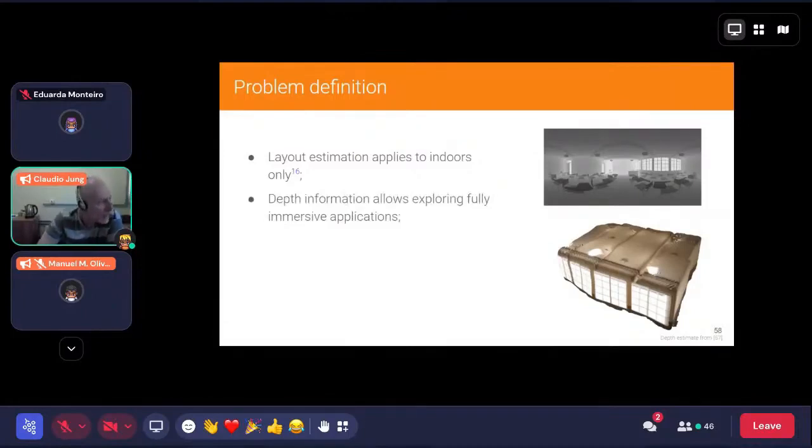So if you have depth information, of course, you have a much richer geometric description of the scene, right? As you can see in this example here, you can see all the chairs. These chairs are not important for layout estimation, but of course, they do matter for depth estimation approaches. And you can have methods that explore a single image, a pair of images, which is the classical stereo setup, or multi-view.